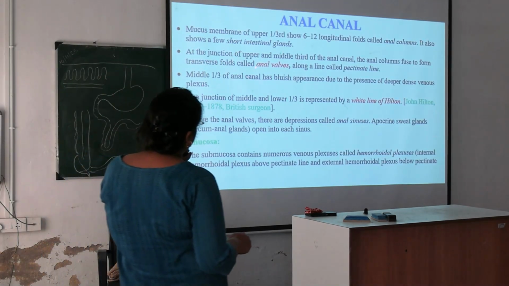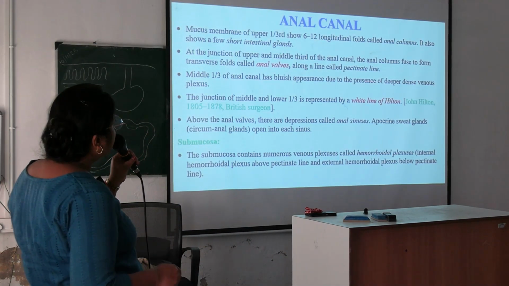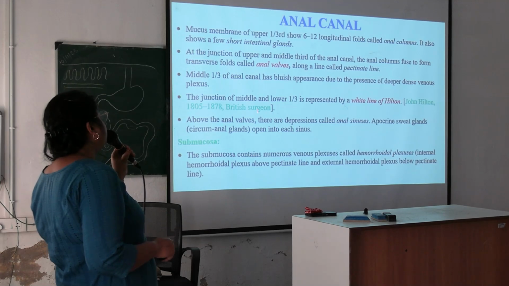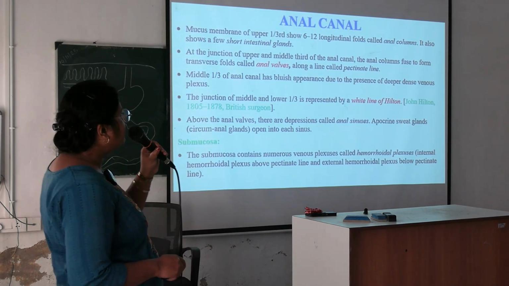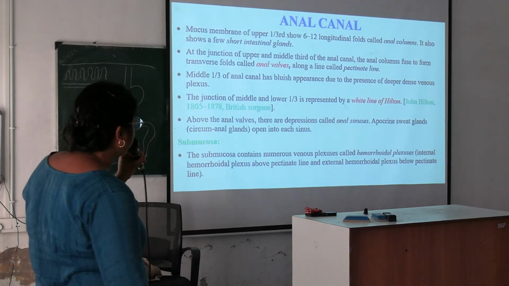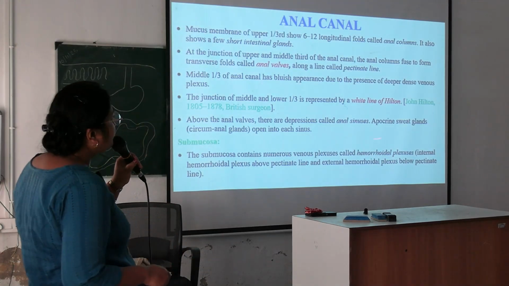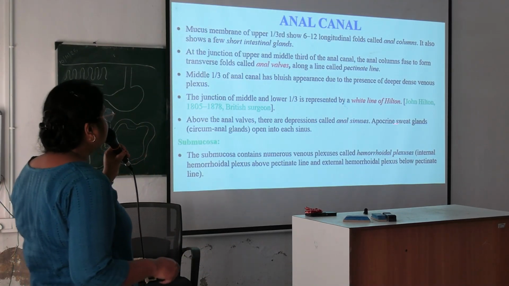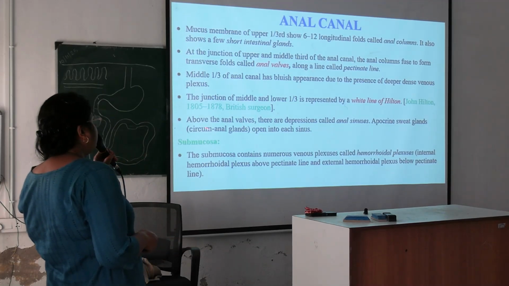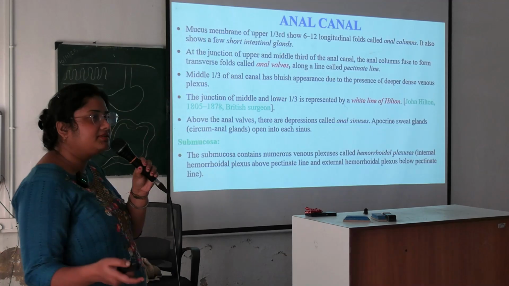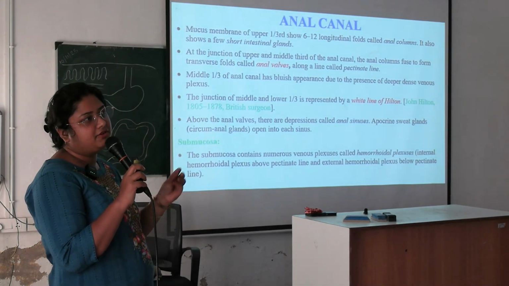Middle 1/3 of the anal canal has a bluish appearance due to the presence of a deeper dense venous plexus. Okay, and the junction of middle and lower 1/3 is represented by a white line of Hilton. This line is also asked in your viva and MCQ. Above the anal valves there are depressions called the anal sinuses, and apocrine sweat glands, the anal glands or circumanal glands, open into these sinuses. When there is infection of these anal glands, there is formation of fistula.